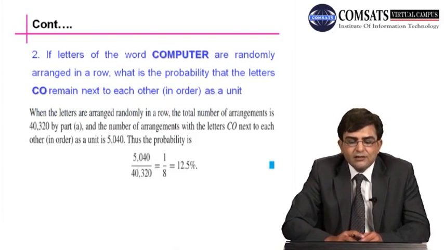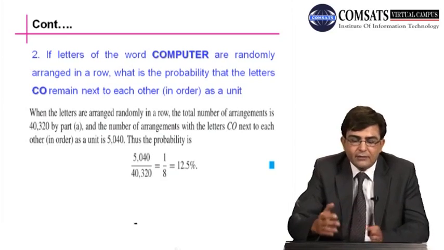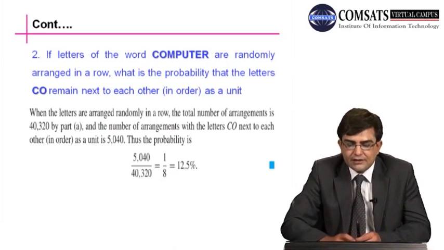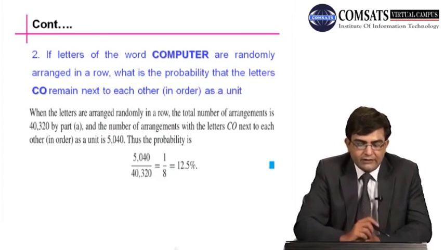Another example: if the letters of the word computer are randomly arranged in a row, what is the probability that the letters CO remain next to each other in order as a unit? We have discussed this example in the previous lectures also, the 25th and 26th lectures. You can see those lectures and particularly these examples to understand the numbers which are involved here.